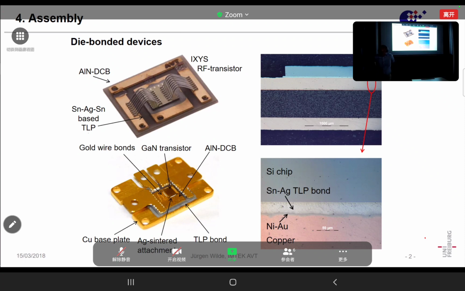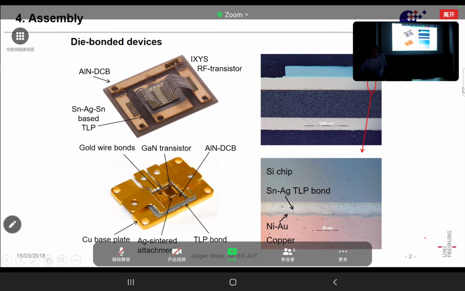Okay, let's start. Last session we started with assembly technologies. In assembly, I'm going to treat mainly two different applications, to say it that way.